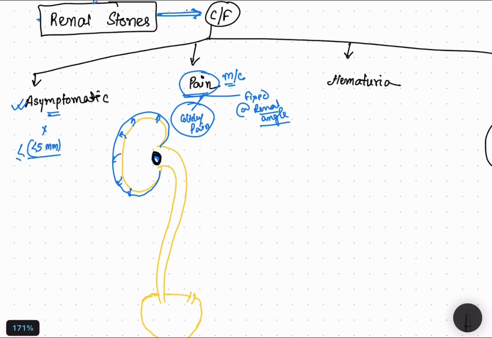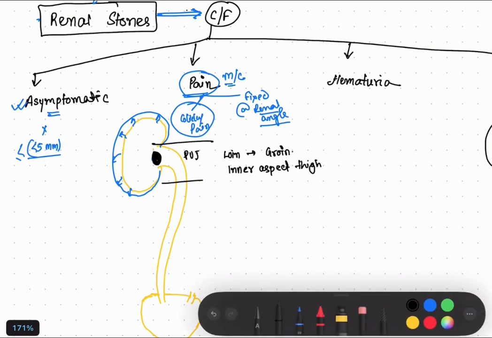A stone which is impacted in the pelvic-ureteric junction or in the upper ureter is where the pain will be from loin transmitted to groin, and if it involves the obturator nerve in the upper ureter segment, it can lead to pain in the inner aspect of the thigh. So the nerve involved here is the obturator nerve.